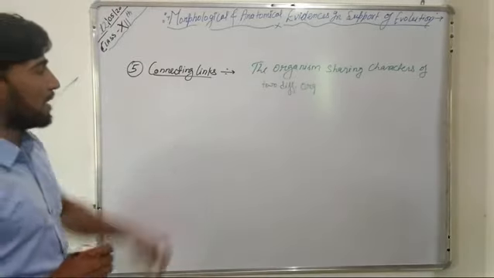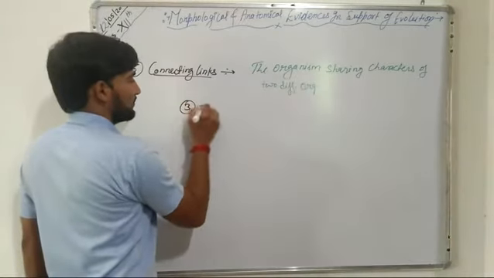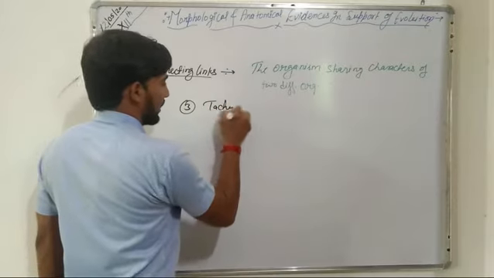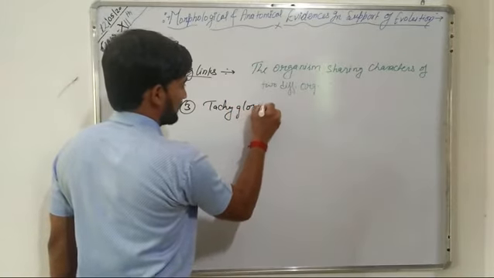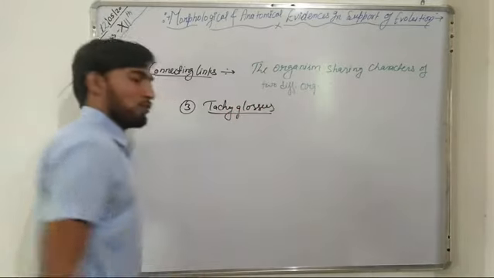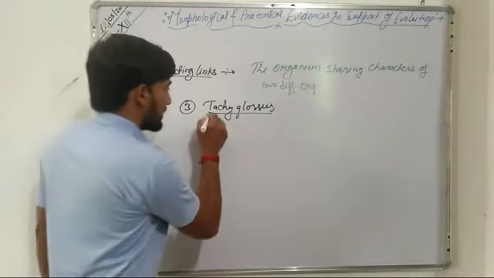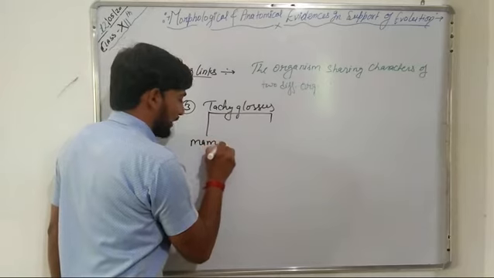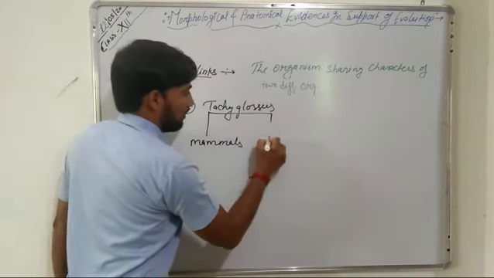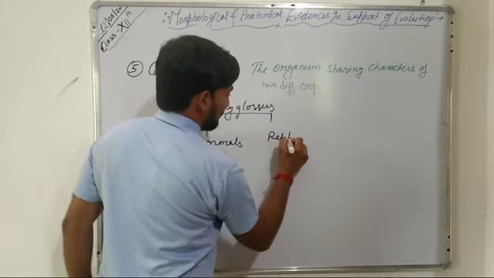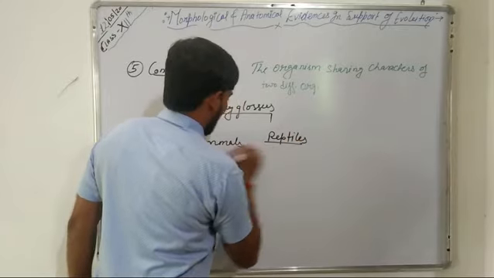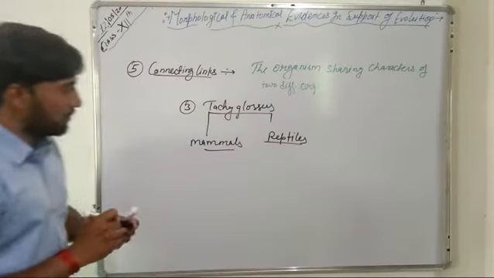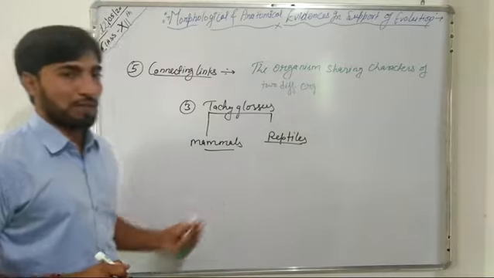Now the third example of connecting links is Tachyglossus. This Tachyglossus also acts as a connecting link, and it also shares the characteristics of two different groups, that is mammals and reptiles. So Tachyglossus is a connecting link between mammals and reptiles.